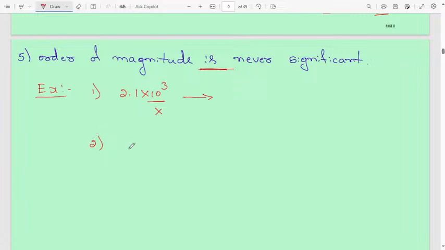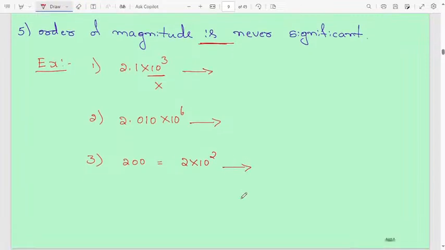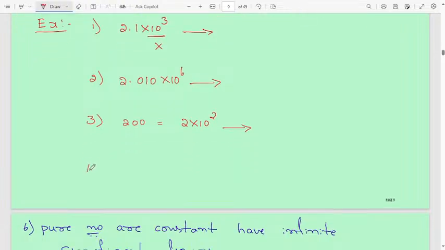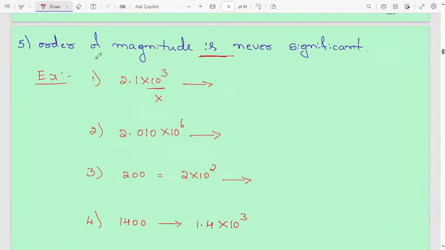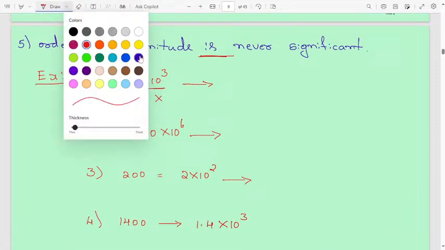Yes. Next one, 2.010 into 10 to the power of 6. Third example, 200. This I can write as 2 into 10 to the power of 2. Then fourth, 1400, this will be equal to 1.4 into 10 to the power of 3. Yes, let us discuss. Order of magnitude is never significant.